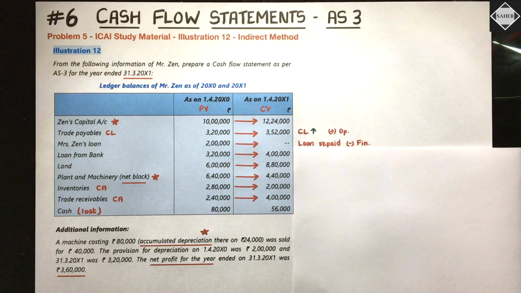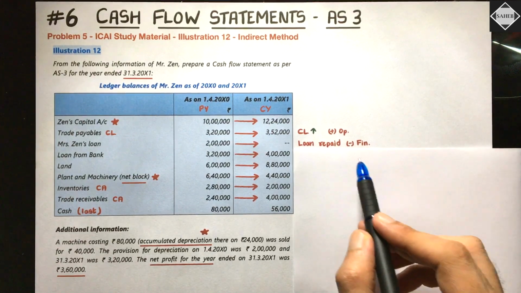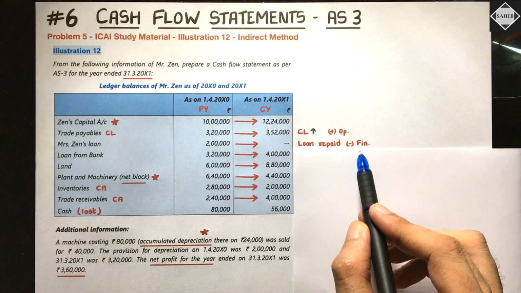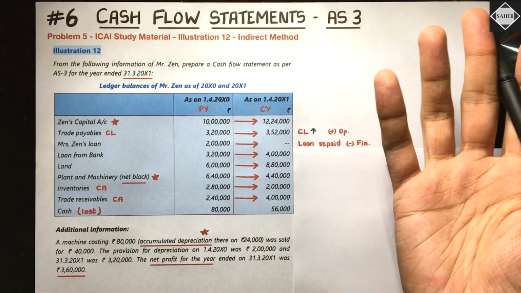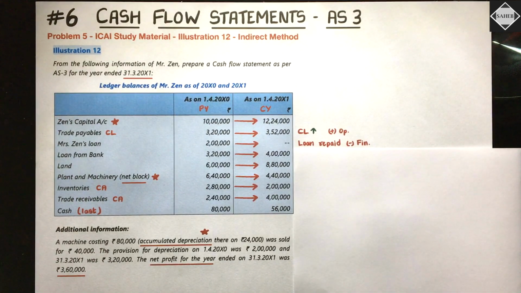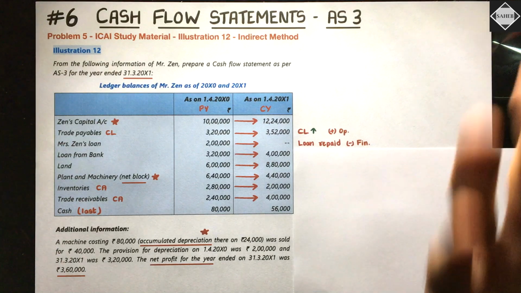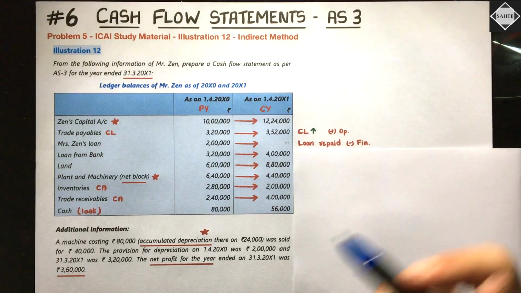So that's nothing but loan repaid, which is deducted in financing activity. Why? Because we are making the repayment. Isn't it? Borrowing has been repaid. So we have to subtract it in financing activity. Same like redemption of debentures, loan repayment. Yes, that's what it is.